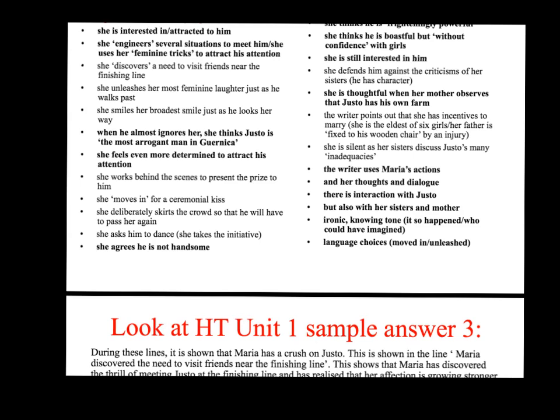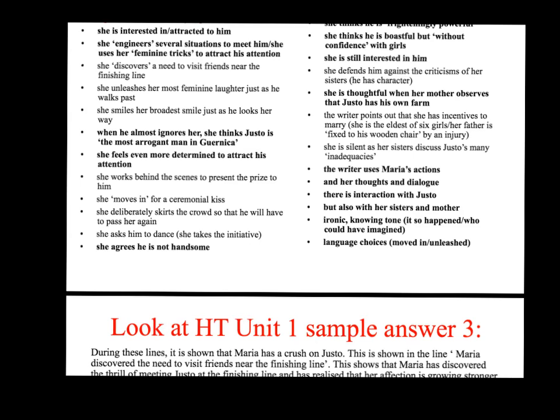We know that Maria is interested in and attracted to Justo. She engineers several situations to meet him. She uses her feminine tricks to attract his attention. She discovers a need to visit friends near the finishing line. You may also pick up that she unleashes her most feminine laughter just as he walks past. She smiles her broadest smile just as he looks her way. When he almost ignores her, she thinks Justo is the most arrogant man in Guernica, and she feels even more determined to attract his attention.